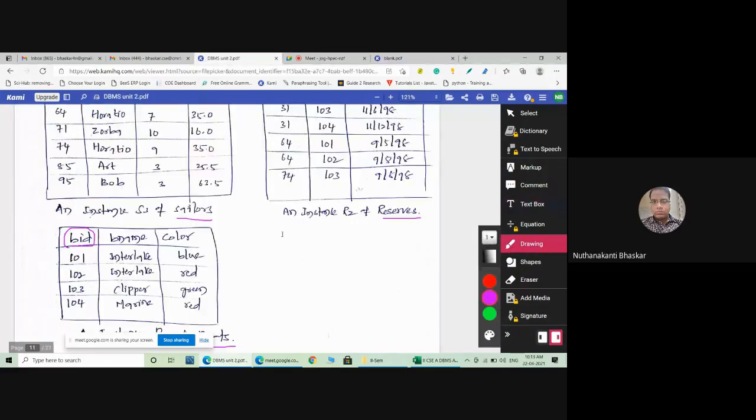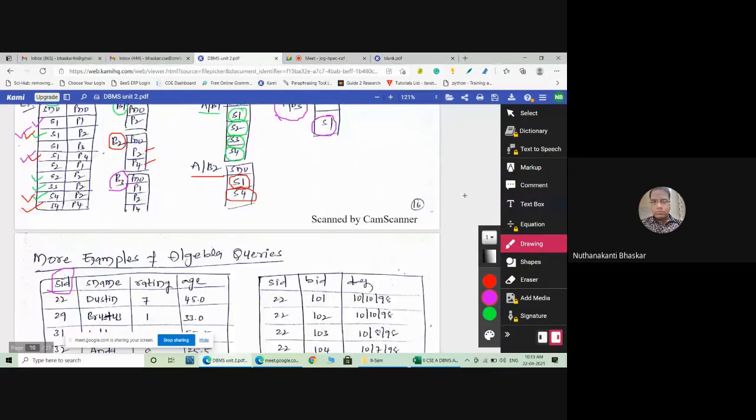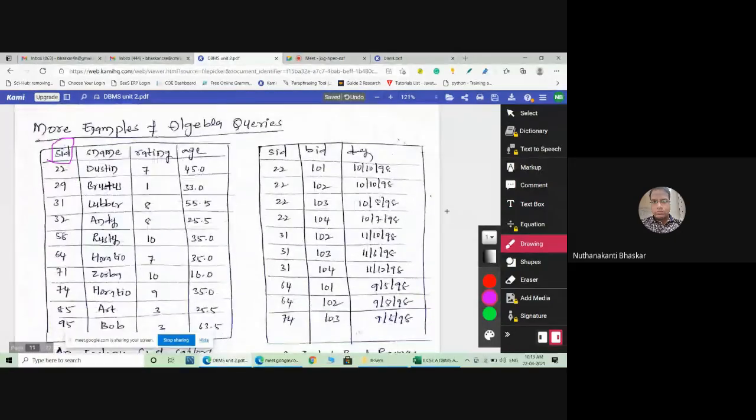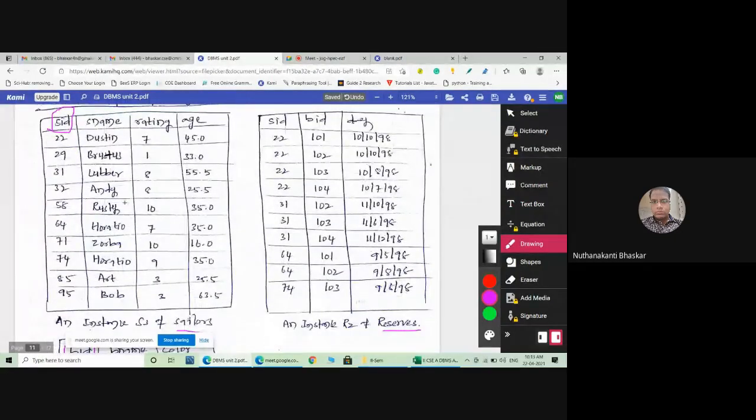Find the names of sailors. Means we need to find the sailor name. Please understand how to understand the question I am telling. Here we need to find the sailor name, but that sailor must have reserved boat number 103. Who has reserved boat number 103? 103, 103, and 103, these are the 3 boats. Some people reserved them, so those names I want to find.